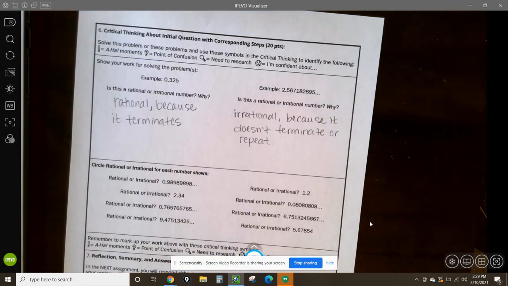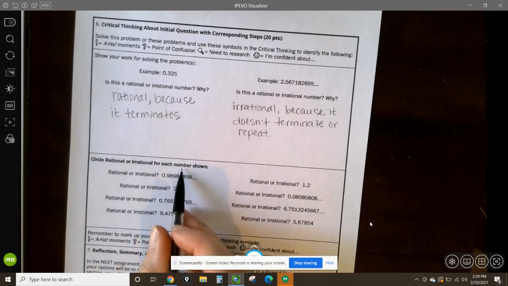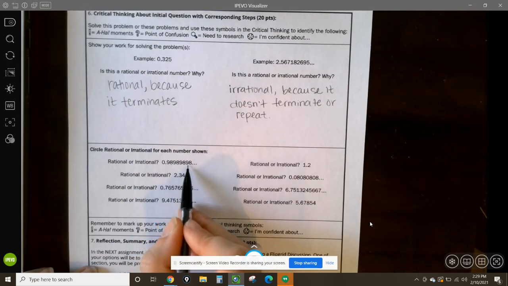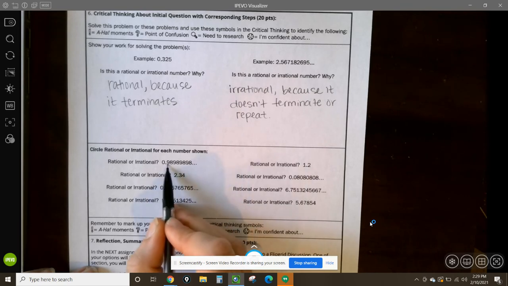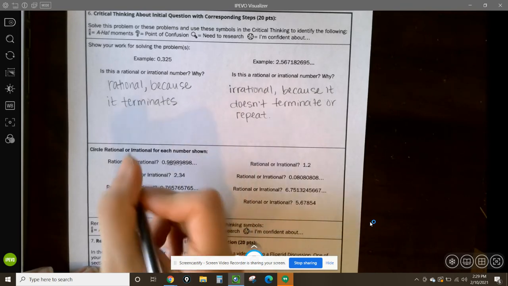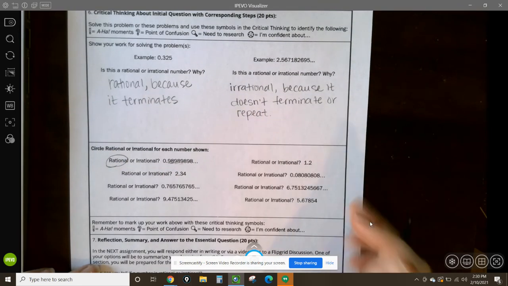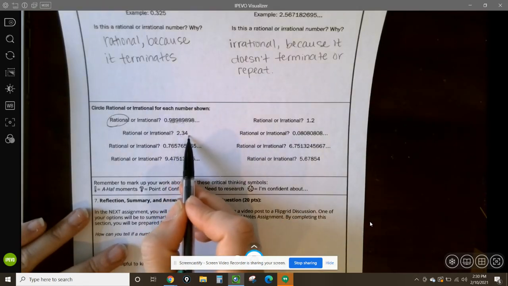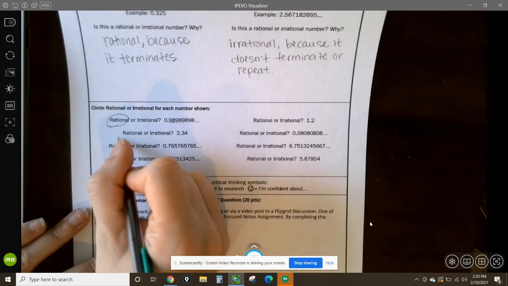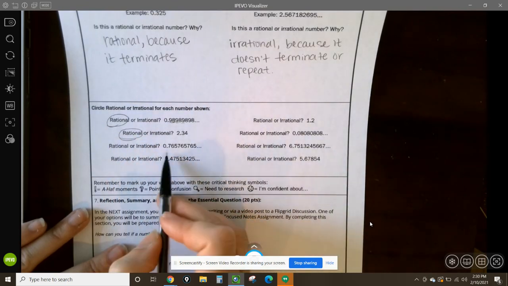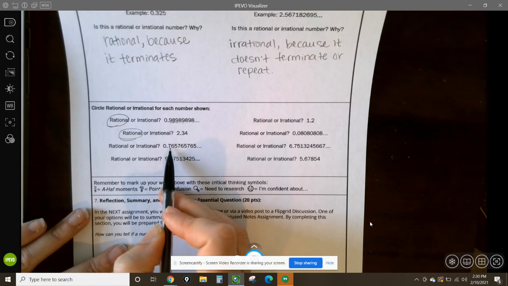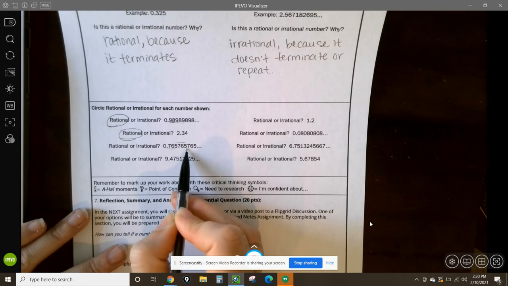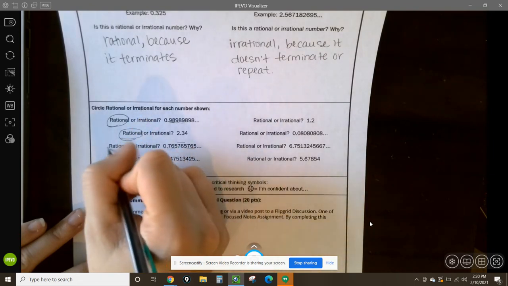So let's look at some more examples here. Circle rational or irrational for each number shown. So 0.98989898 ... So I see a repeating pattern here. It's repeating that 98, so that makes it rational. Rational is if it's either terminating or repeating. 2.34. So that terminated, it ended, so that's rational. 0.765. I see this repeating pattern, 765, 765, 765. So that makes it rational.